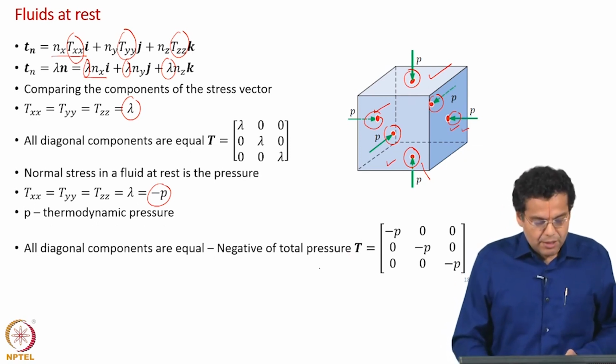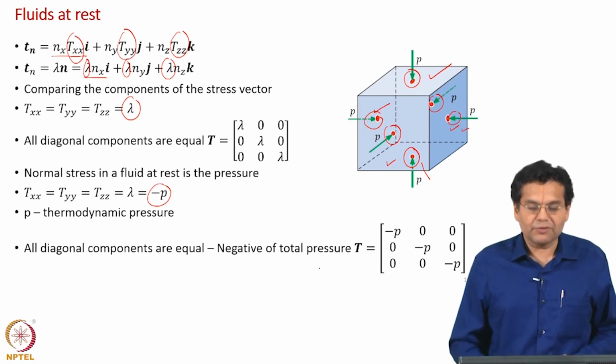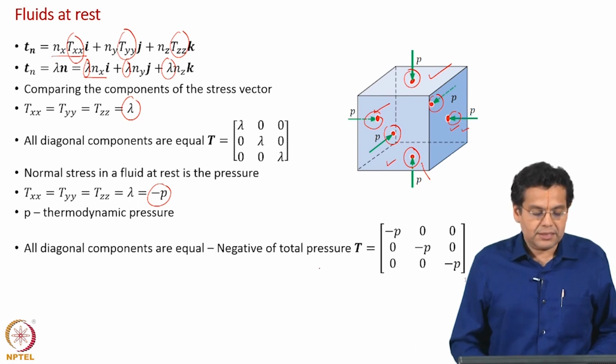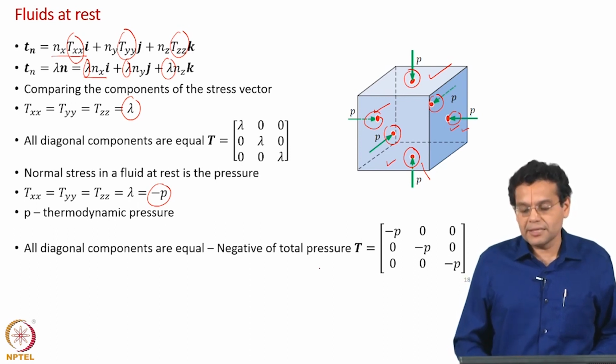So, the summary of this slide is that the stress tensor is diagonal for fluids at rest and the diagonal elements are the negative of pressure.